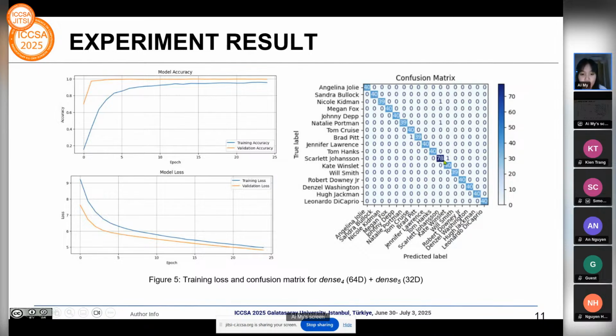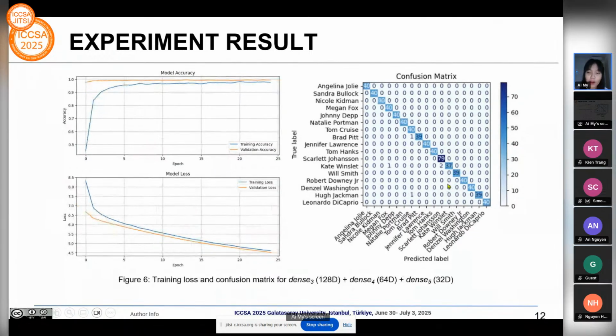This proves that our feature concatenation strategy enables the model to accurately distinguish masked faces, even among many identities. Here we try fusing on Dense 3, then Dense 3 and 4, and then Dense 5. Thus, it also performed well, 34%. It did not surpass the Dense 4 and Dense 5 combination due to possible redundancies.